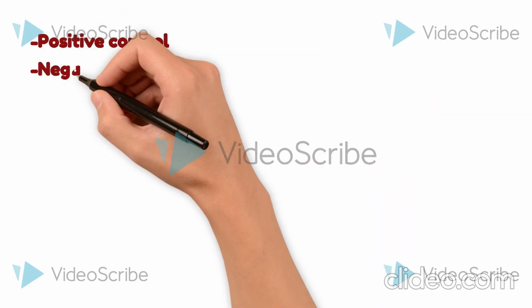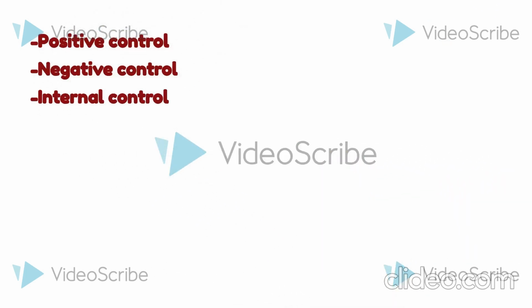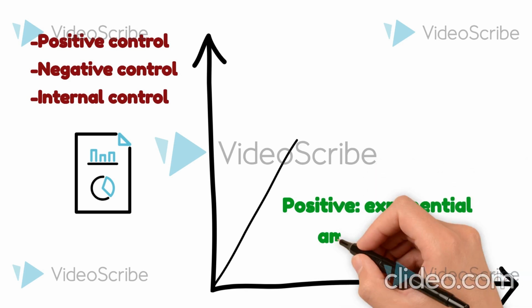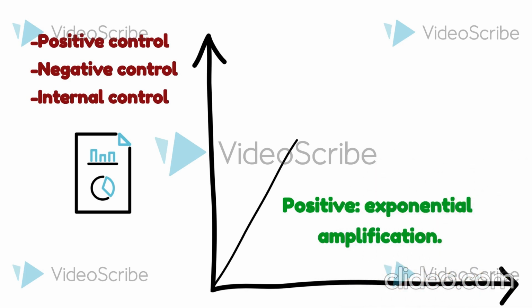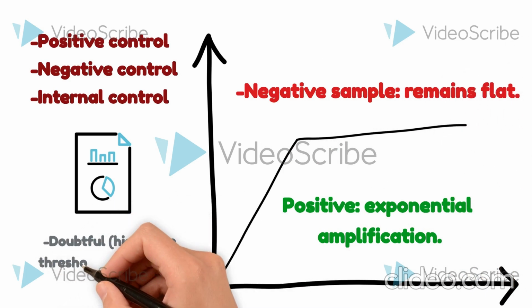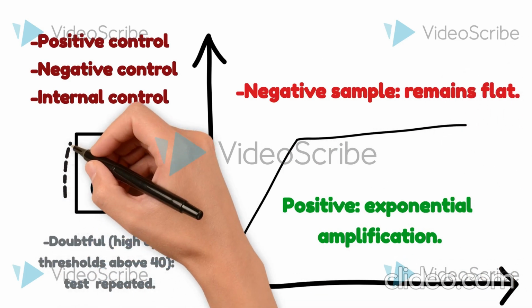The test uses positive and negative controls, and often an internal control. Results interpretation is simple. A positive sample shows clear exponential amplification, and a negative sample remains flat. If results are doubtful, especially with high cycle thresholds above 40, the test should be repeated.